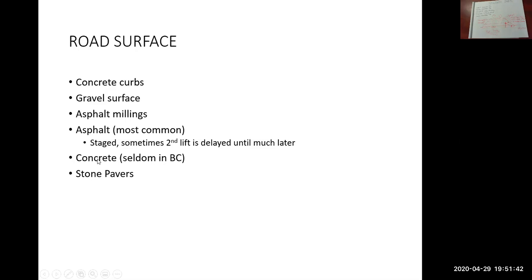Another option for road surfacing is concrete. It's not really used at all in BC. You see a lot of concrete highways in the United States. Another option, again very rare, is stone pavers, like bricks. You might see them at maybe Stanley Park as a pedestrian crossing, where they might use pavers to make it look fancy and neat. Typically, we don't build roads out of stone pavers.